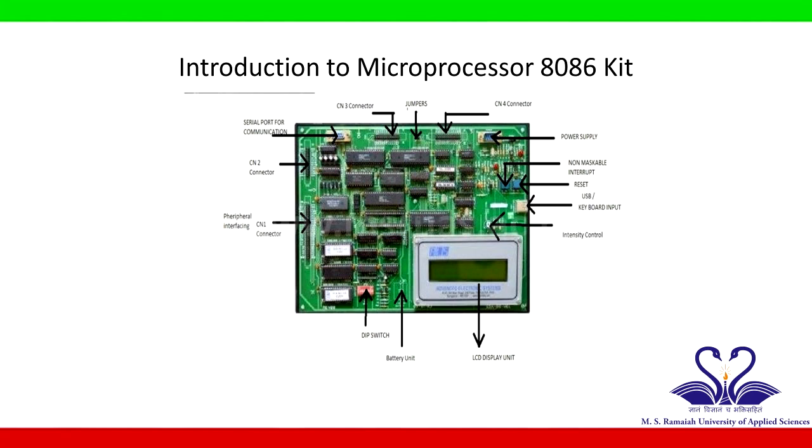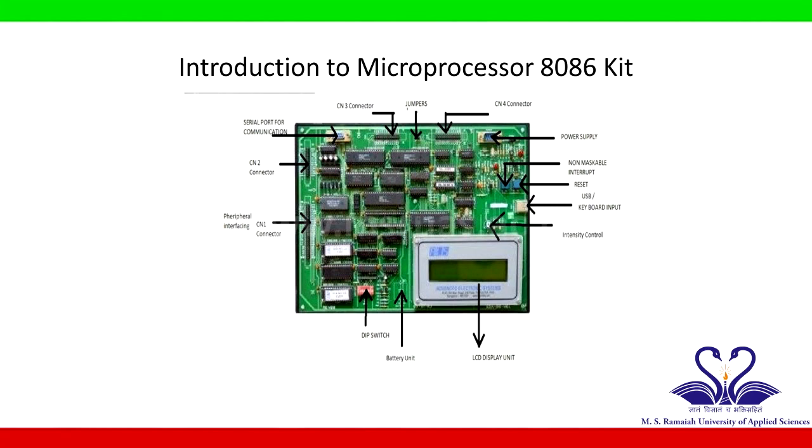The LCD display is used to display the operation status, memory contents, characters entered in the keyboard, various registers, etc. There is a small port just above the LCD display which is used to vary the intensity of the LCD display. The USB connector is used to connect the keyboard to the 8086 kit.